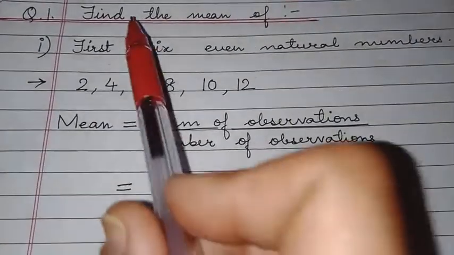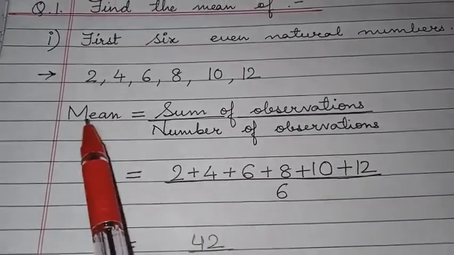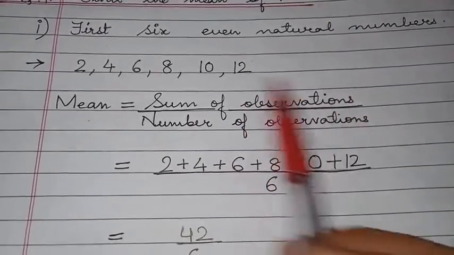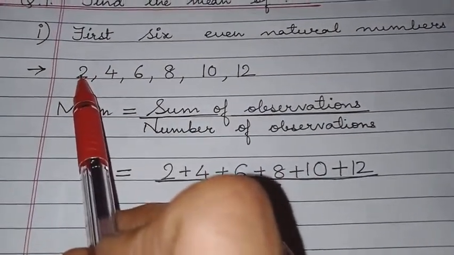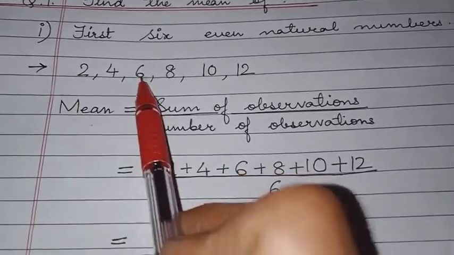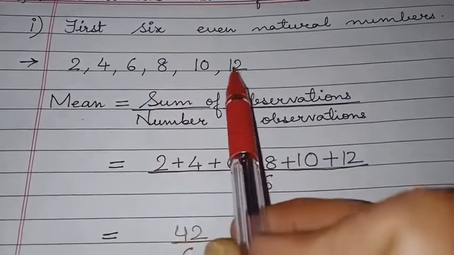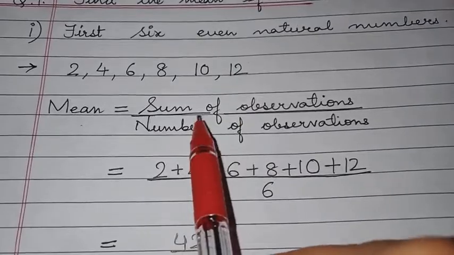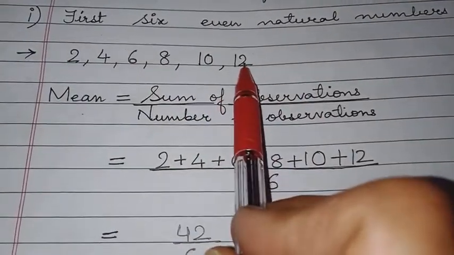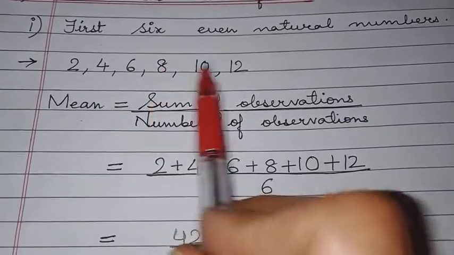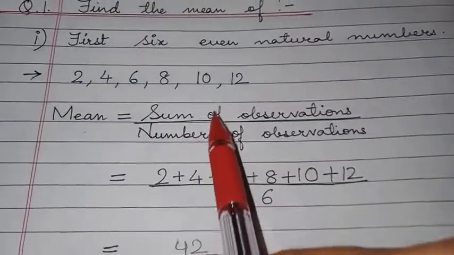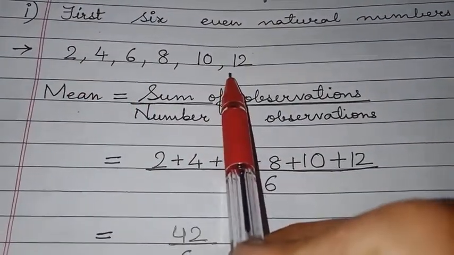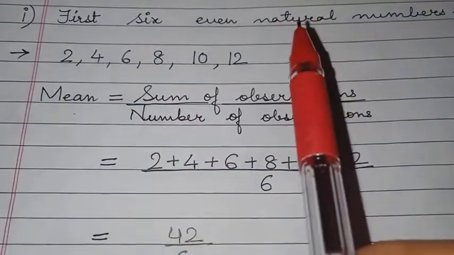Now what to do next? We have to find its mean. The mean formula is the sum of observations divided by the number of observations. Here each number is an observation: 2 is an observation, 4 is an observation, 6, 8, 10, and 12 are also observations. So it is the sum of all observations divided by the number of observations. How many observations are there? 1, 2, 3, 4, 5, 6. Observations means data, so I have 6 data with me.